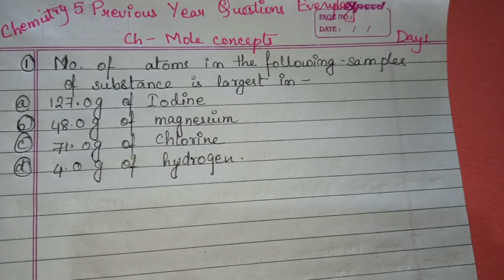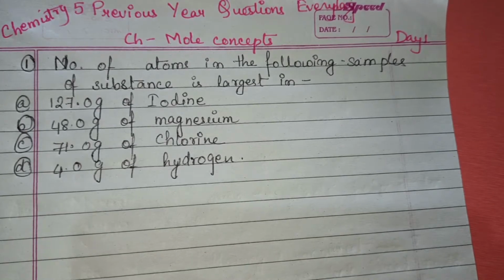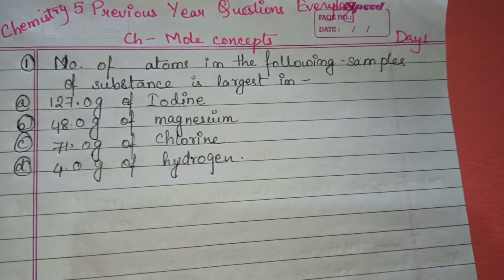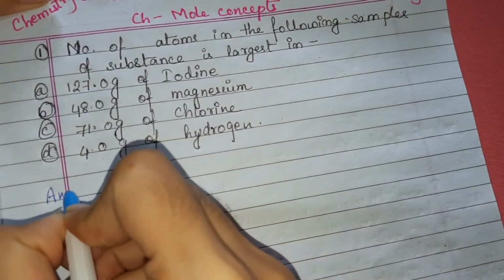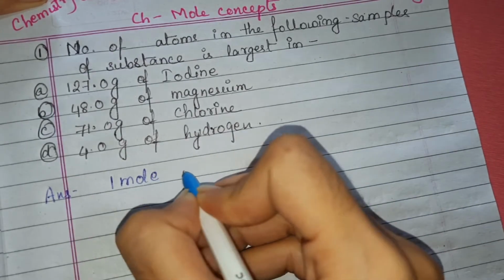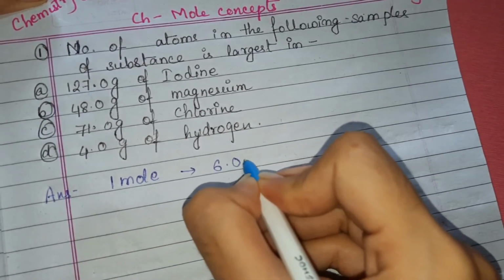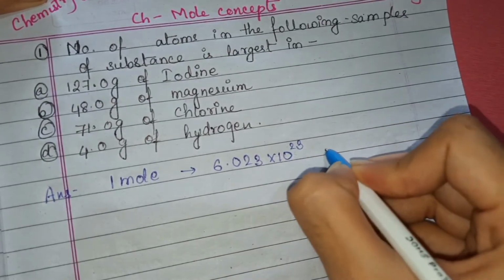The first question says: the number of atoms in the following sample of substance is largest in. There are 4 options. You can pause the video and try solving it yourself first, then you can go through the solution. Now see, we know one concept, that 1 mole means 6.023 into 10 to the power 23 particles or atoms.